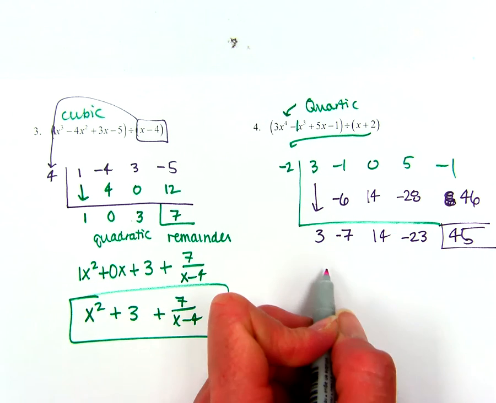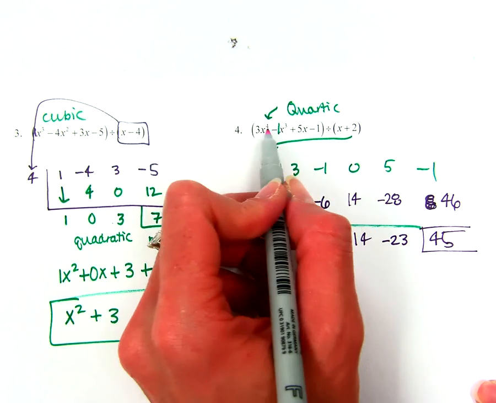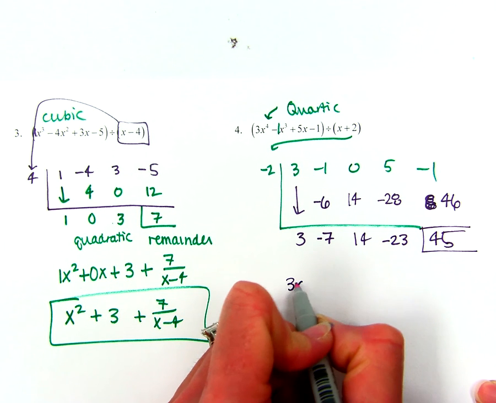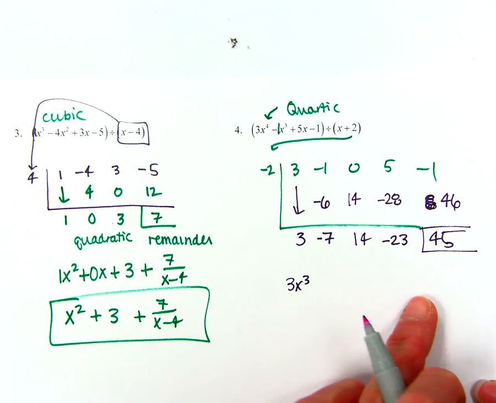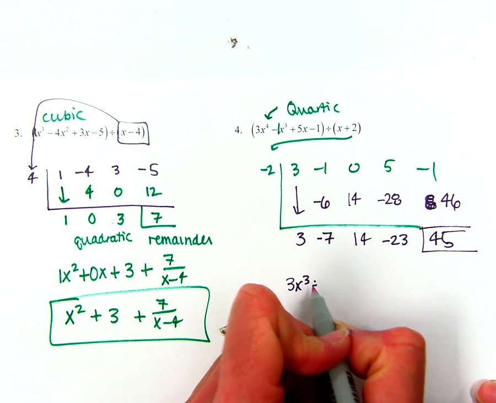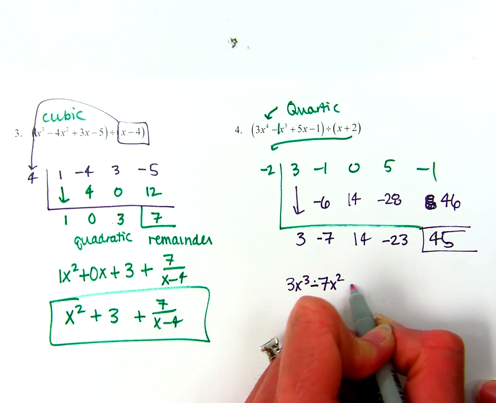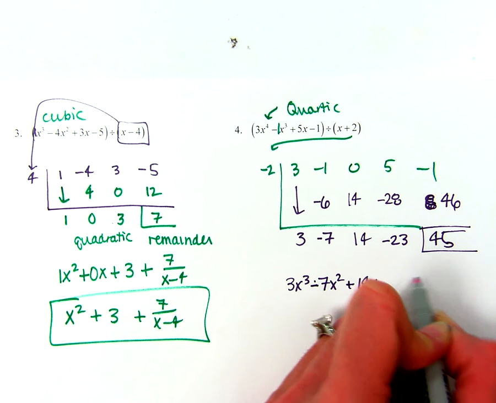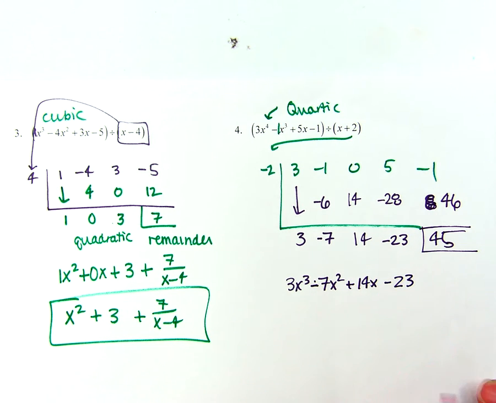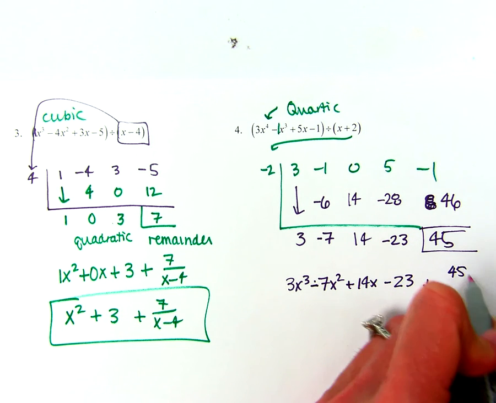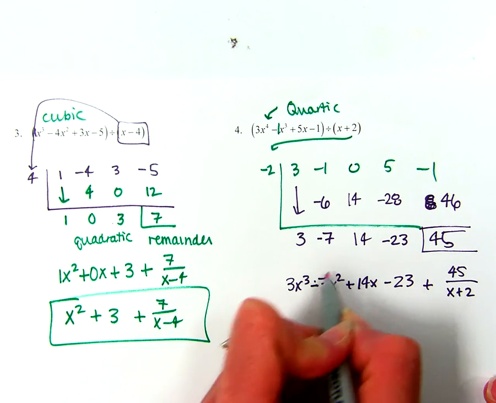And then, remember this was a quartic, so x to the 4th. This must be x cubed. And then just keep going 1 degree less. So what's less than x cubed is negative 7x squared. And then what's less than x squared is plus 14x. Then take off another x, you get negative 23. Remember, this last number is always going over your original divisor.